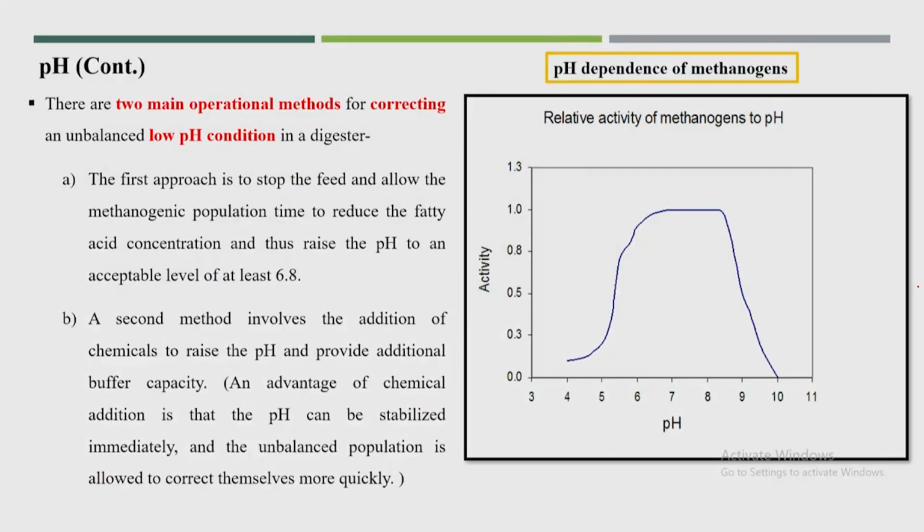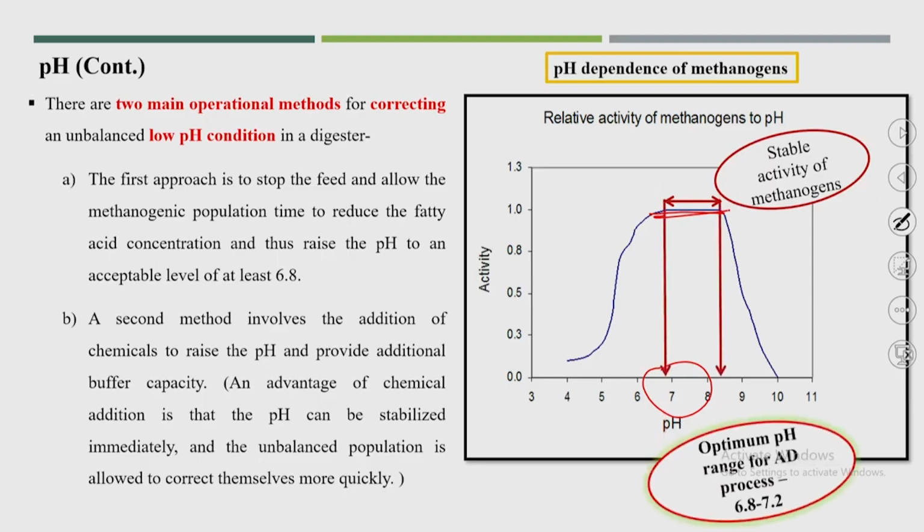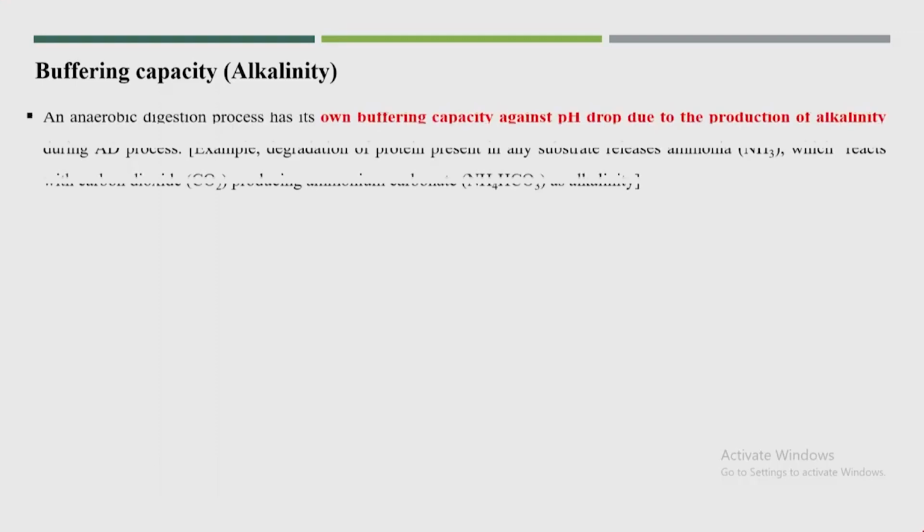So, if you see here the microbial activity at different pH, from this pH you will find maximum activity of methanogenic bacteria. Okay. So, the optimum pH range is 6.8 to 7.2. Now, if you see the buffering capacity or alkalinity, an anaerobic digestion process has its own buffering capacity against pH drop due to the production of alkalinity during the anaerobic digestion process.